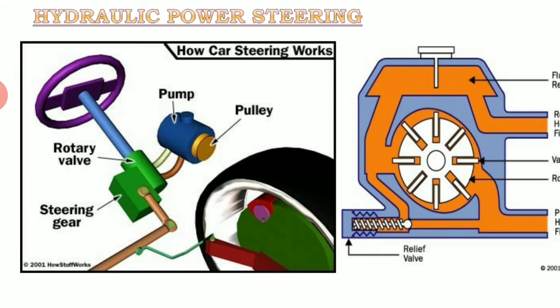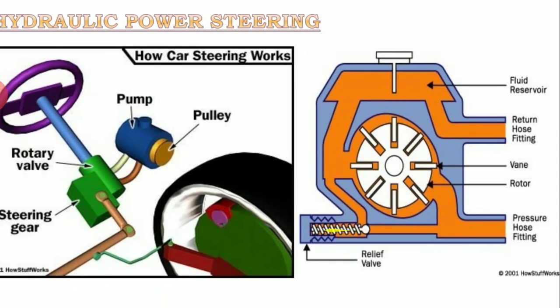There is a steering column, then a pump with a pulley and belt drive system, then the steering gear. Already we have discussed different types of steering. Now, how exactly will the pump work? You can see the figure.